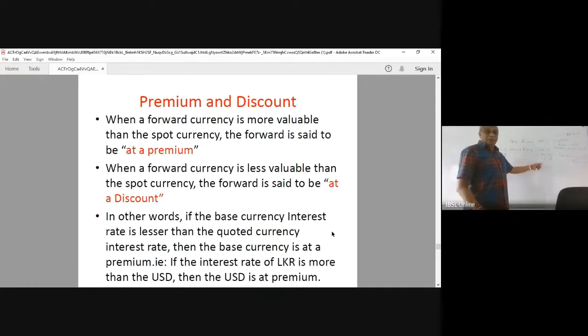Now, do you agree to this formula? If the interest rate of LKR is more than US dollars, then the US dollar is at a premium. හේතුව තමයි interest rate of US dollars 1.25, interest rate of LKR is 4%, right? එහෙනම් මේ base currency එක වැඩි quoted currency එකට වඩා. Therefore, dollar is at a premium against LKR.